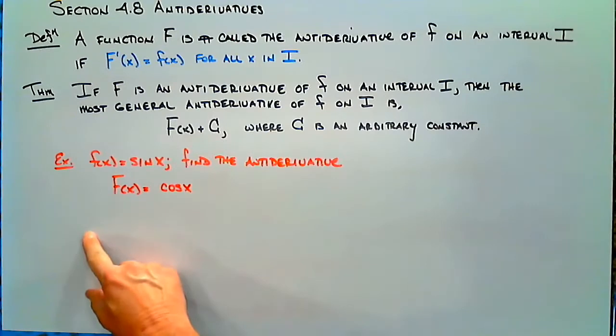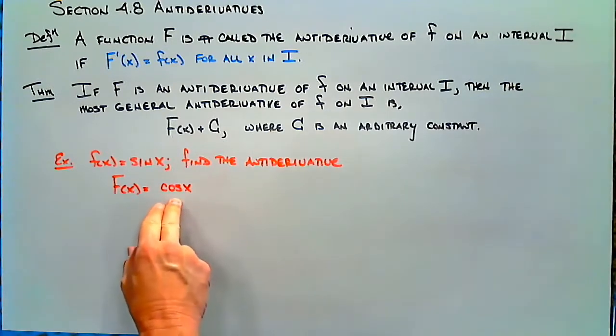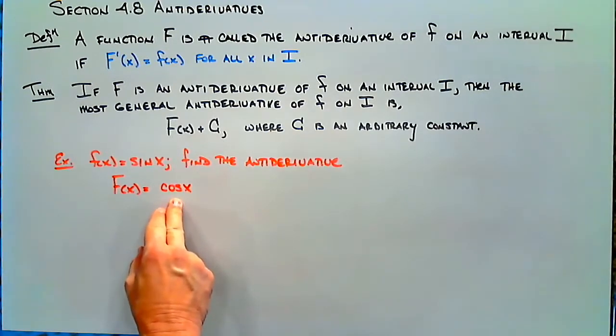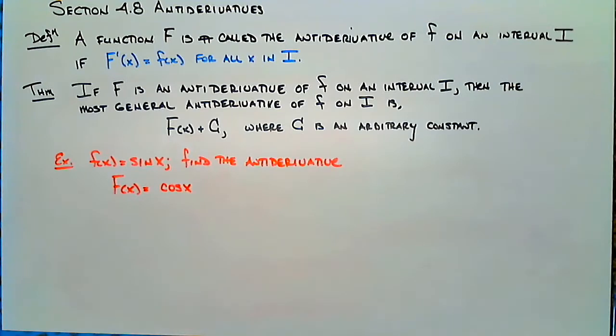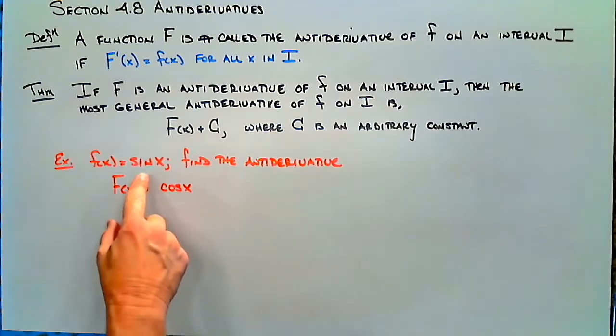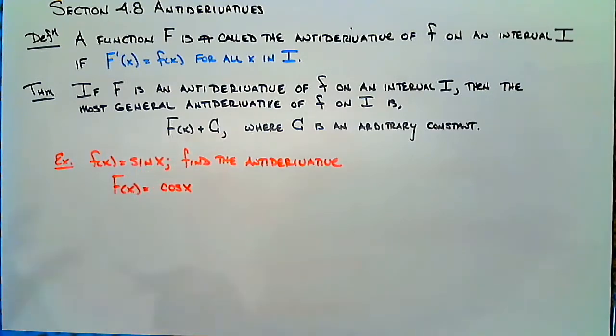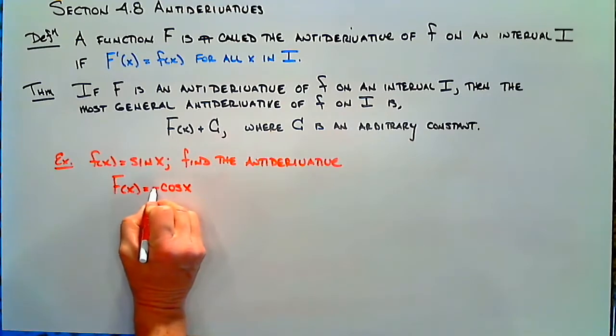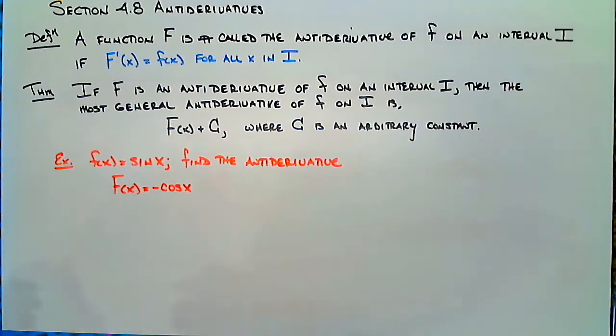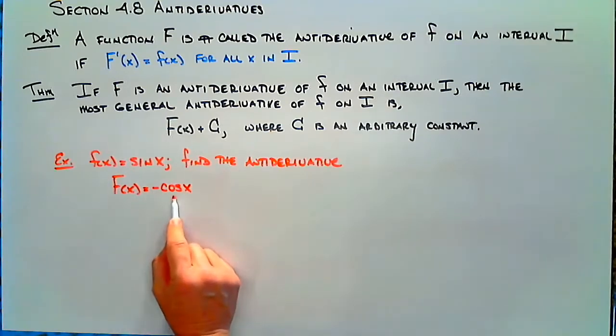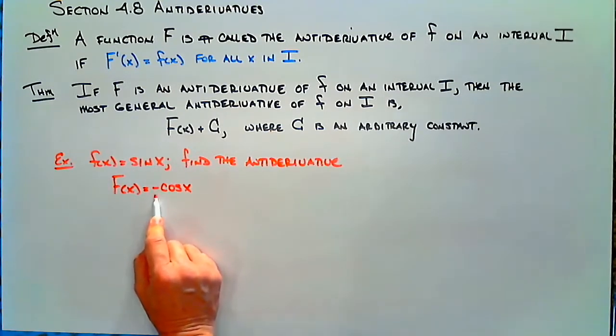So what do we do? Well, we check our work. We think, what is the derivative of cosine? Well, the derivative of cosine is not sine. The derivative of cosine is negative sine. So how could one fix that? What would we do? Well, if we put a negative sign out in front, what would happen if we took the derivative of negative cosine? Well, that's a constant, so that's going to stay.